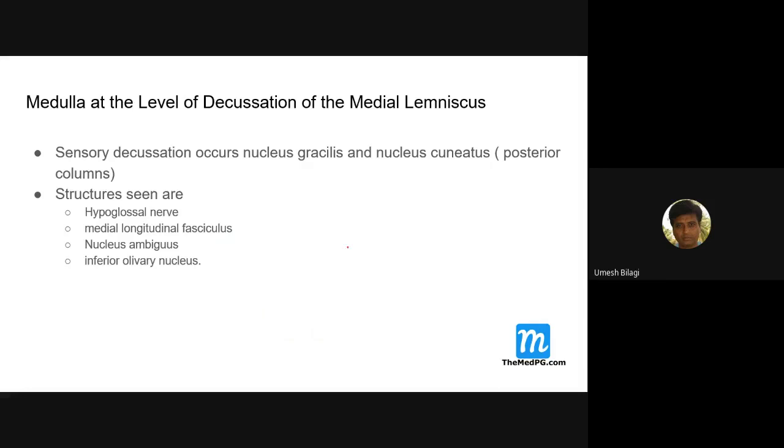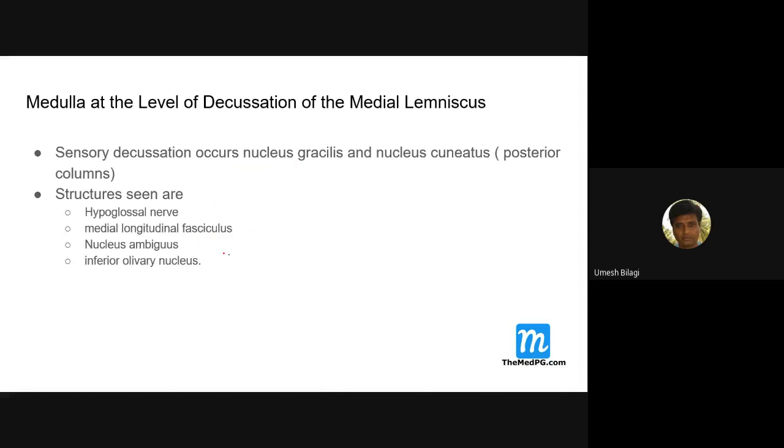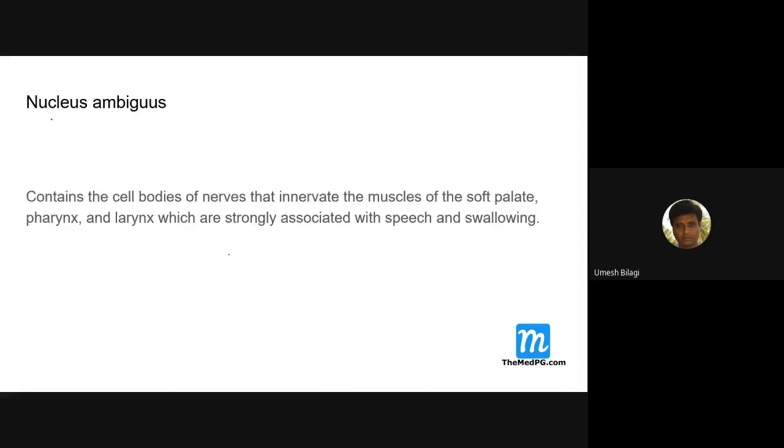Medulla at the level of decussation, at the level of the medial lemniscus: sensory decussation occurs at this level. Structures seen are the hypoglossal nerve, medial longitudinal fasciculus, nucleus ambiguus, and inferior olivary nucleus. These are the structures which I just now showed you. Nucleus ambiguus, you can ask, contains cell bodies of nerves that innervate the muscles of the soft palate, pharynx, larynx, and is strongly associated with speech and swallowing.